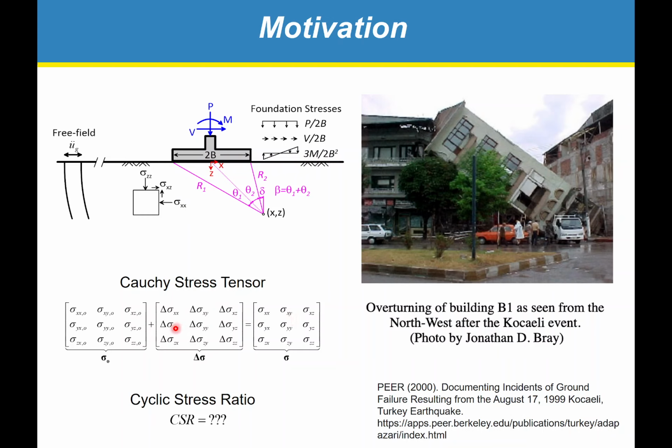In this case, we don't have a single stress component in the delta sigma tensor. And so it's not clear exactly how we are going to define our cyclic stress ratio. We can't just take shear stress on horizontal and vertical planes because the stress condition is more complicated now.